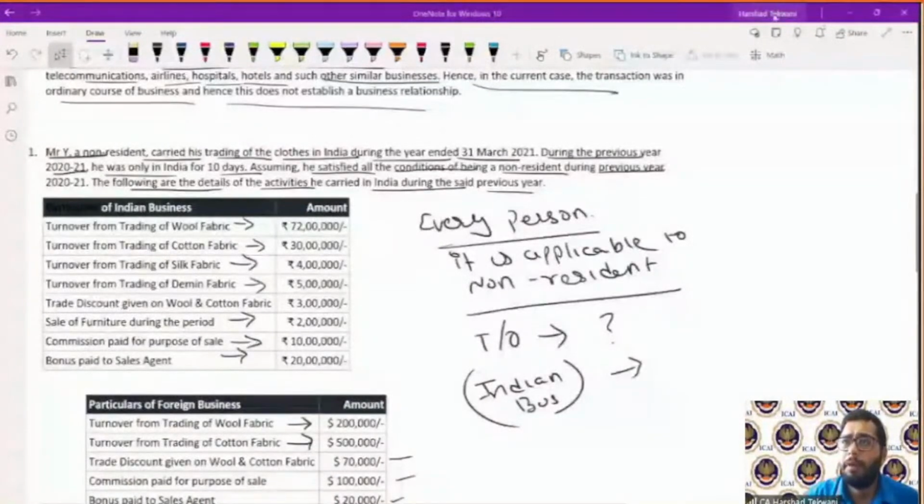Come on, guys. Simple calculation of turnover. What are the amounts that are required to be included? So I'm asking, out of this given amount, what will be the total turnover that I am required to consider for the purpose of section 44AB.